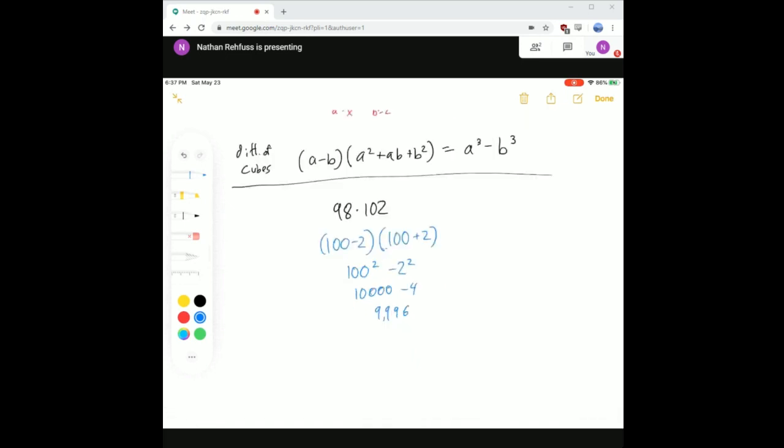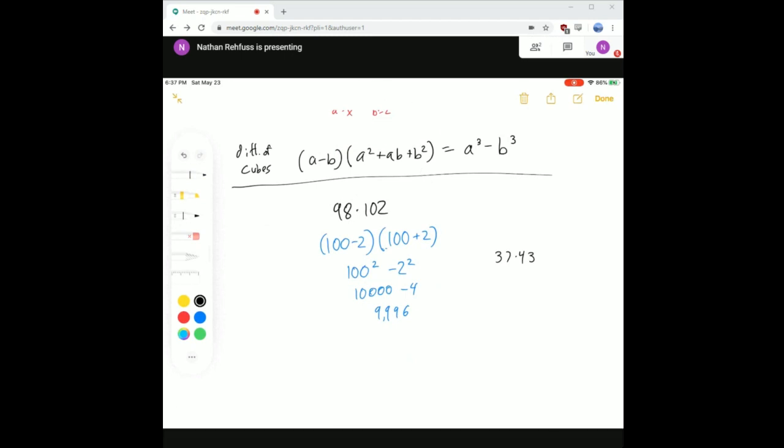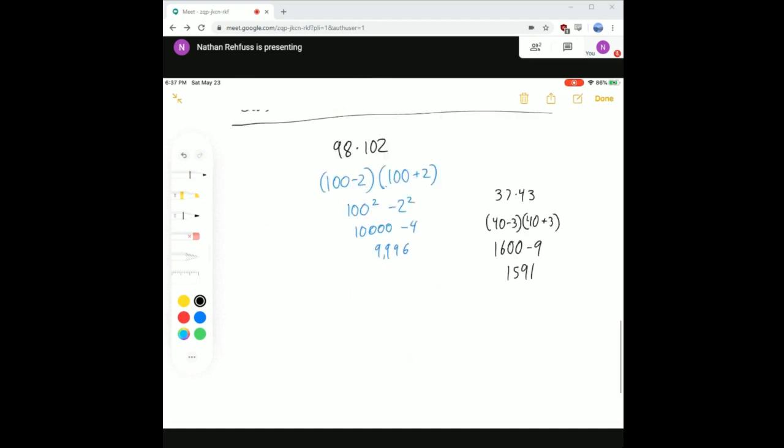It's handy, you know? So like if you asked me what's 37 times 43, say we're doing a story problem and the width of the patio is 37 feet and the length is 43 feet and you ask what's the area and my calculator runs out of batteries. Well, I know it's 1,591 square feet because this is 40 minus 3 times 40 plus 3, which is 1,600 minus 9. Cool, no? Quick maths.